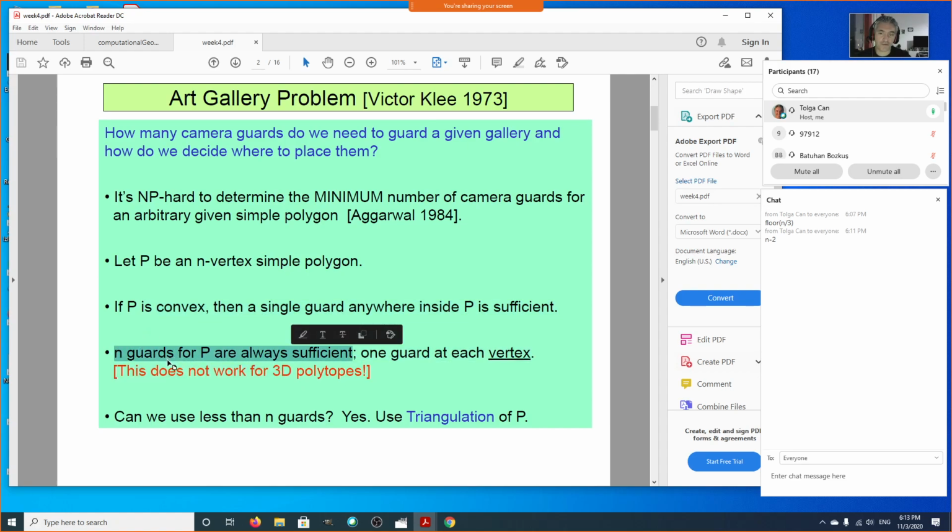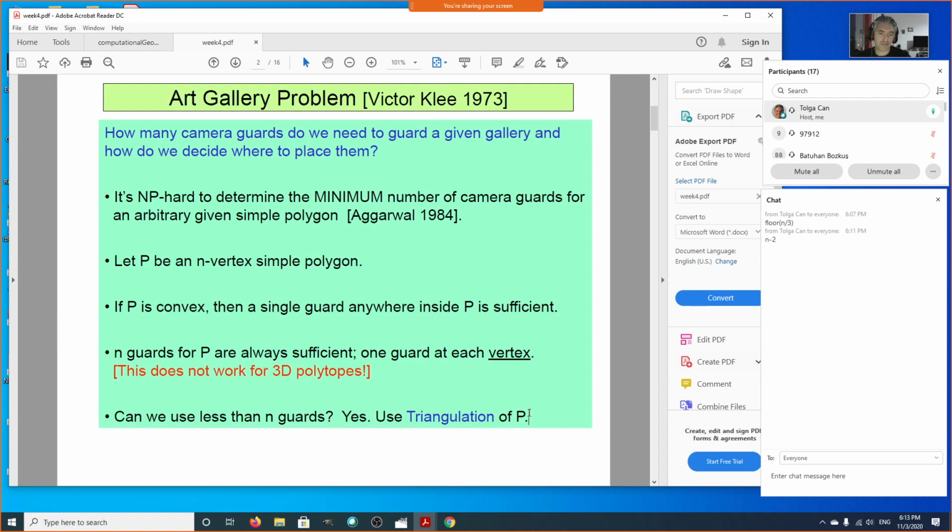This is also a trivial solution: n guards. If we place n cameras, one at every vertex, this is also sufficient. But can we use fewer than n cameras? This is what we try to do in this chapter. I'm skipping the three-dimensional polytopes, since in 3 dimensions this may not be the case, and we're not going to be looking at three-dimensional problems in this course, so I'm skipping this statement.